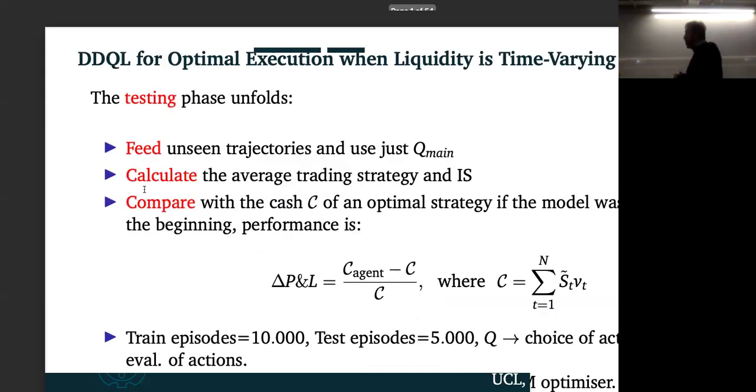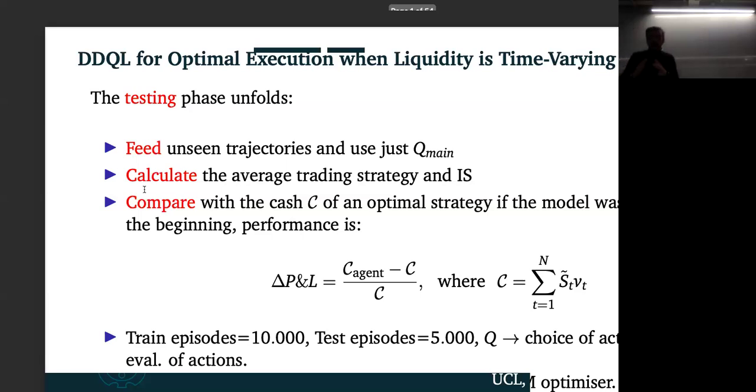So let's look now at what we did. Essentially the idea is that in the testing phase, we have trained our neural network. We calculate the average trading strategy and implementation shortfall, and then we're going to compare the cash of our optimal strategy with the cash, if this is available, of some benchmark strategy that we can obtain.